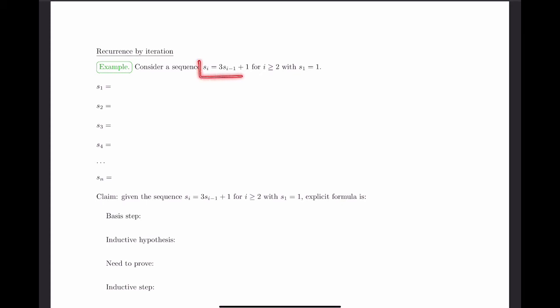We have a sequence that is defined recursively this way: 3 times the previous term plus 1. So again, we can compute the first few terms directly. Let's do that. The first one is given to us as actually just 1. The next one is going to be 3 times this one plus 1, so 4. The next one is going to be 3 times 4, so 12 plus 1 is 13. The next one is 3 times 13, so 39 plus 1 is 40, and so on and so forth.